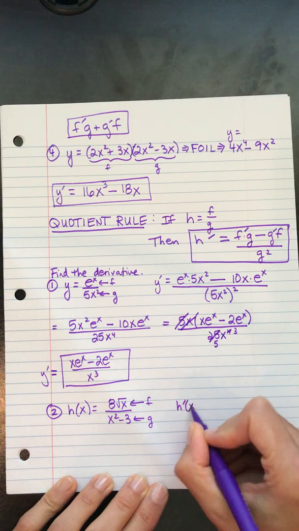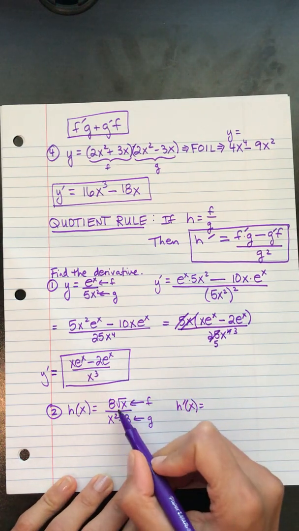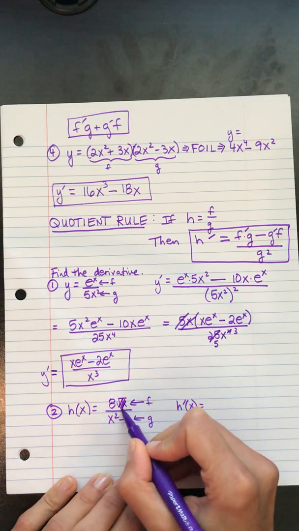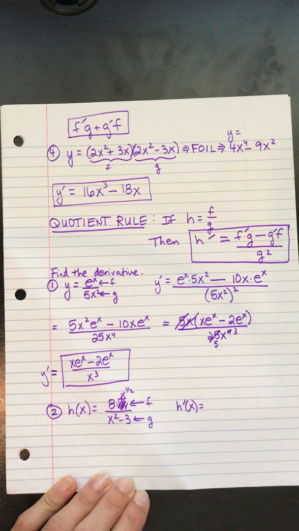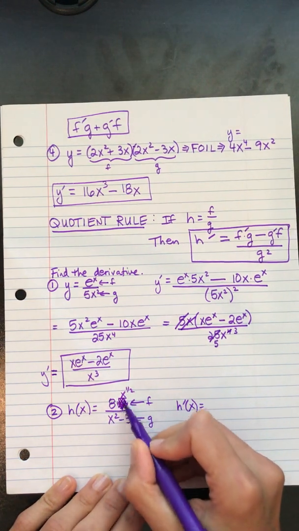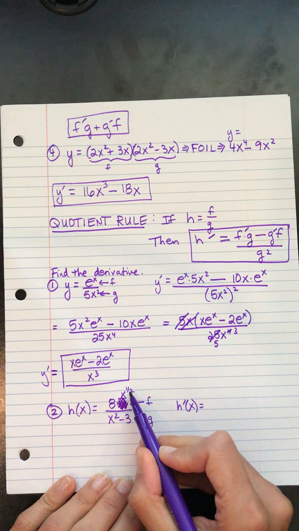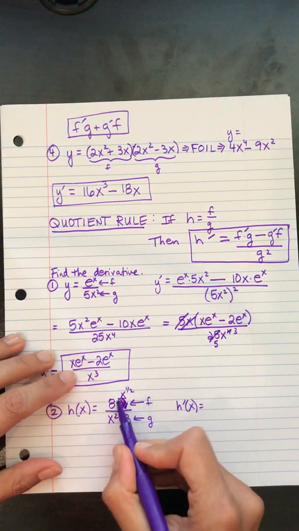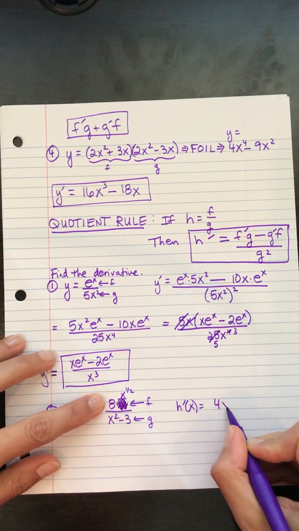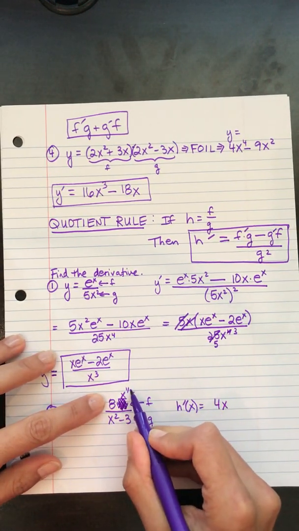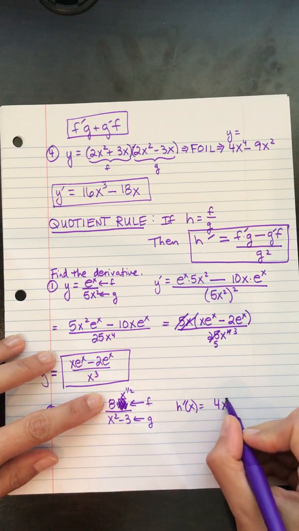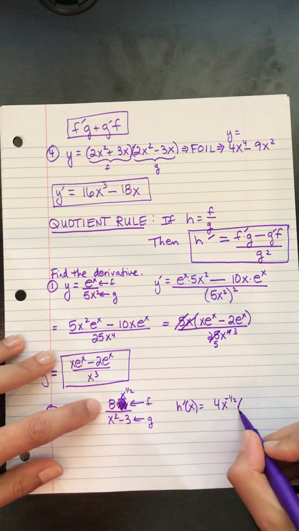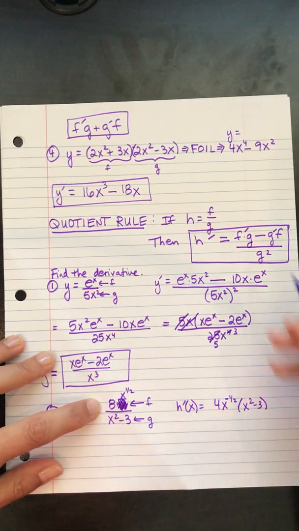So h prime, now before I do that, it is always beneficial to not have rads when you're doing a derivative, but fractional exponents. So I'm going to write that as x to the half instead of rad x. So 8x to the half. So f prime, the derivative of f would be 1/2 times 8, which is 4. X to that, remember you're going to minus 1. What's 1/2 minus 1? It's -1/2. Okay. Times g. G is x squared minus 3.